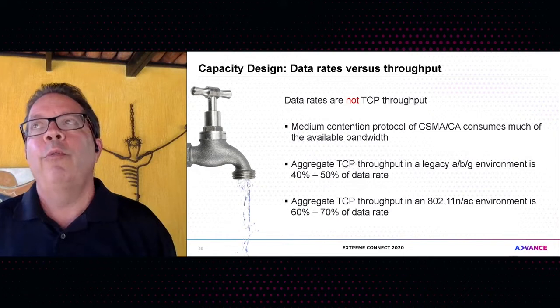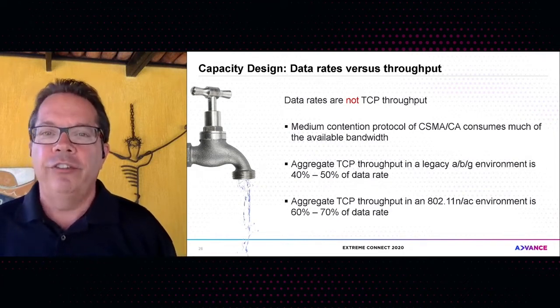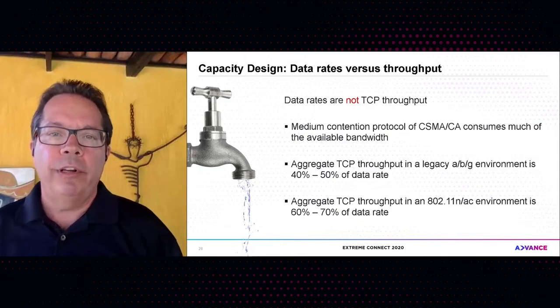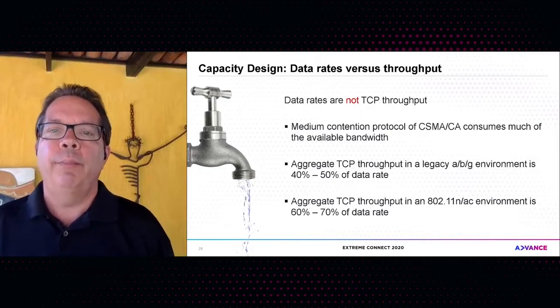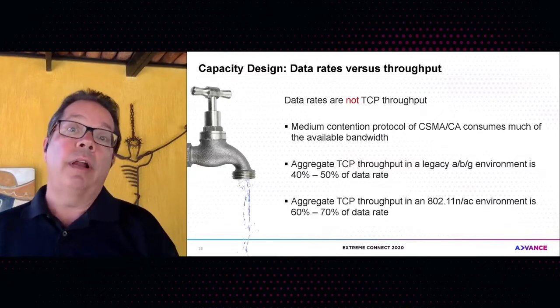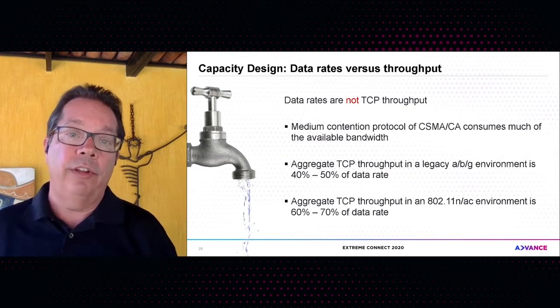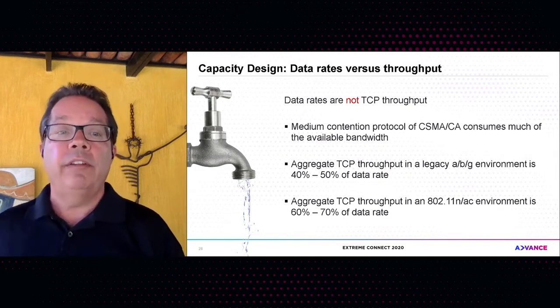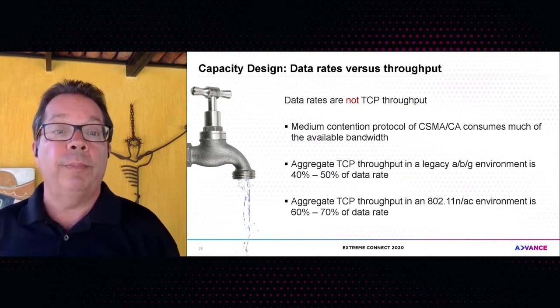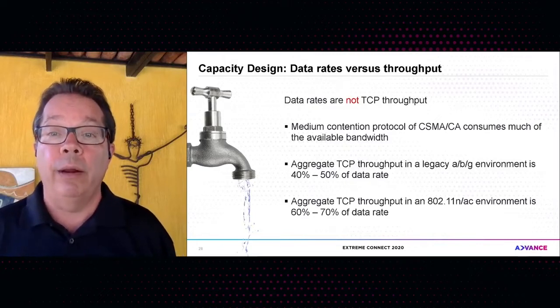So we've talked a lot about channel. We've talked a lot about coverage. What about capacity? Well, before we talk about capacity, let's just go ahead and put this myth to bed that a lot of people still don't understand. The data rates that are advertised by the marketing departments are not the same as TCP throughput. The medium contention protocol of carrier sense multiple access collision avoidance consumes much of the available bandwidth.